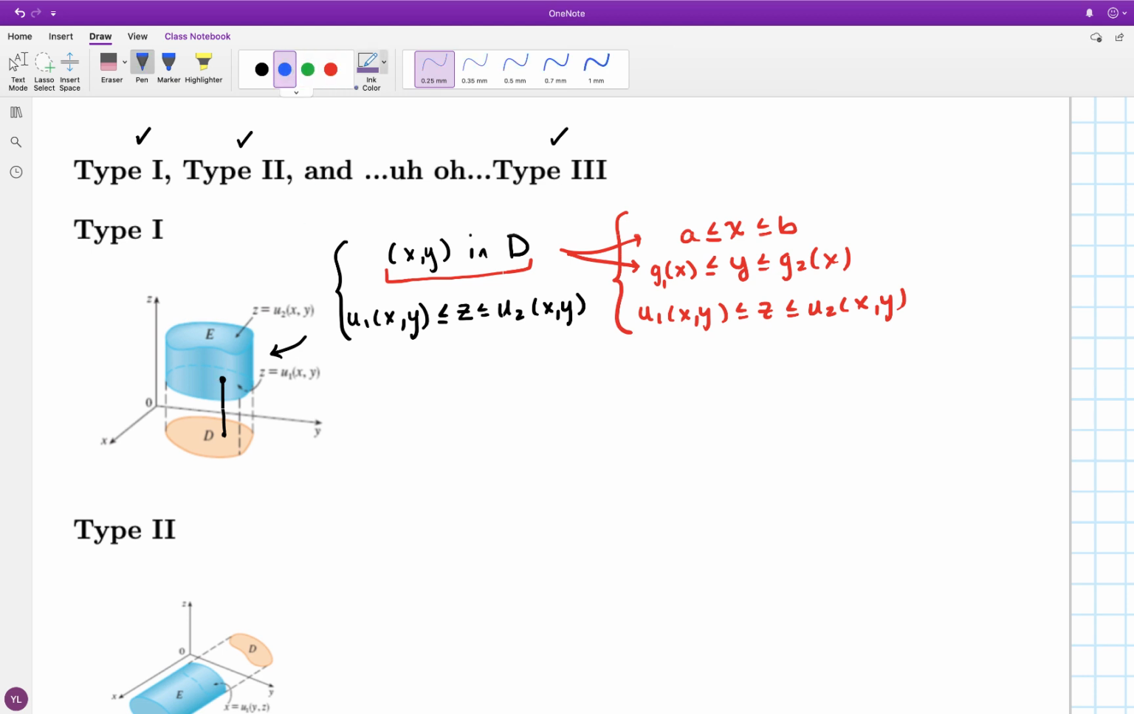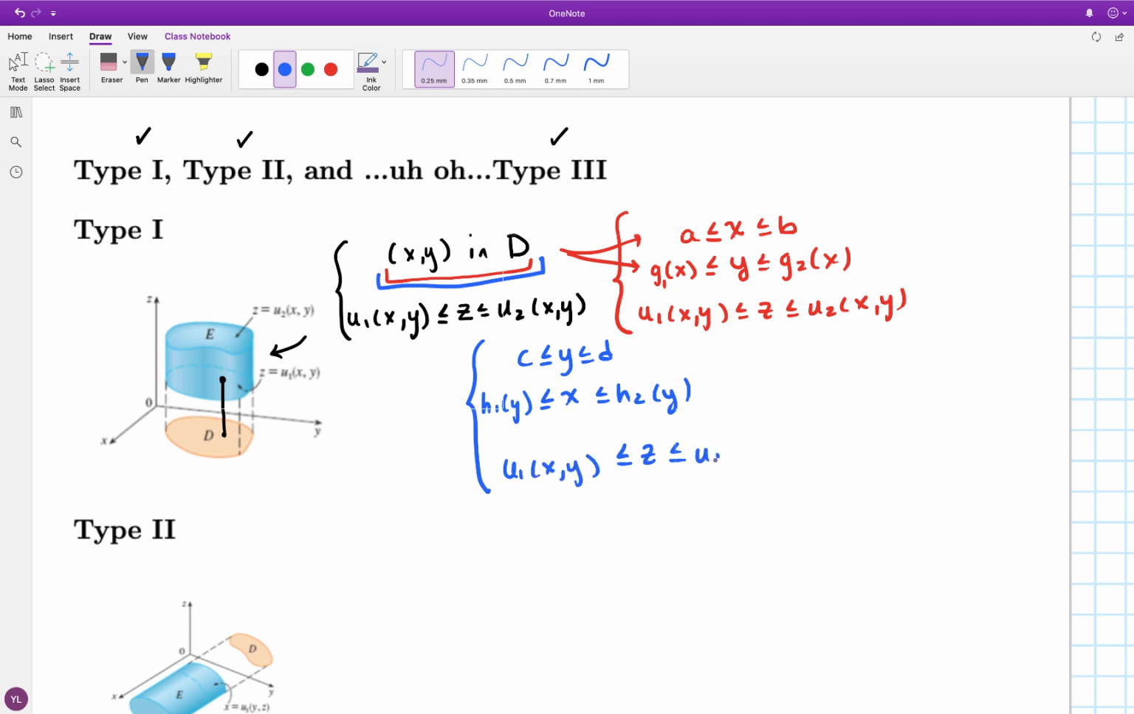Of course, I could have the region D expressed instead as a type 2 region. What would that look like? Well, the y value would be going between 2 numbers. The x would be going between 2 functions of y. And then, of course, here the z still is going between these 2 surfaces.